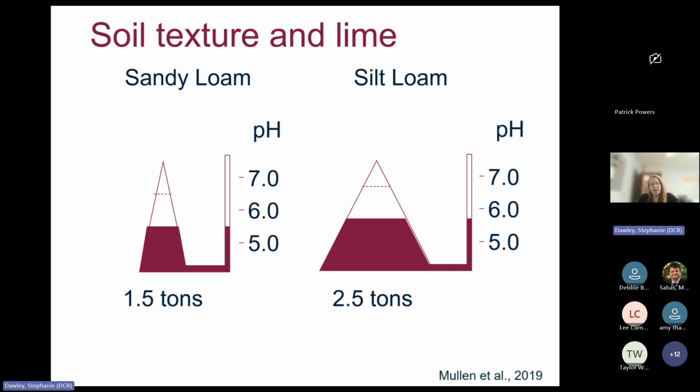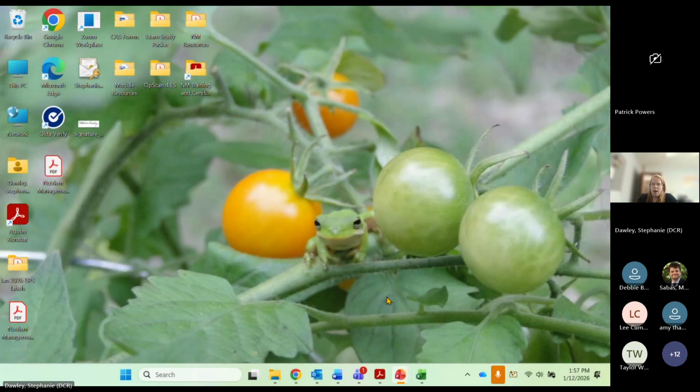So you can see here your sandy loam versus your silt loam, where you need 1.5 tons to increase your pH versus 2.5, but this 2.5 will remain significantly longer than in the sandy soils. And that was all for lime today.